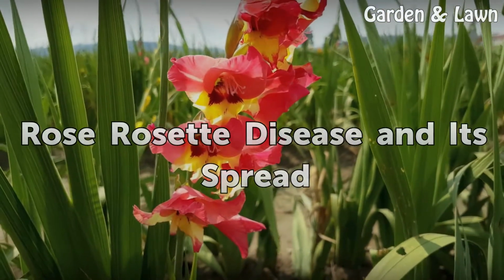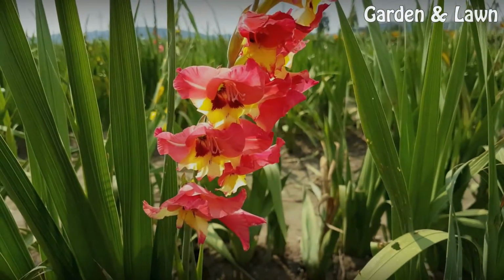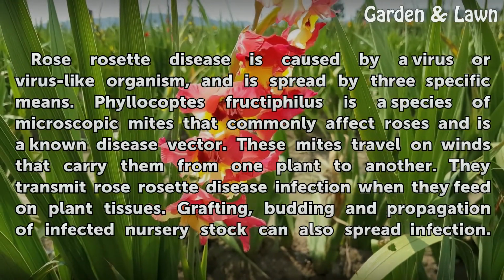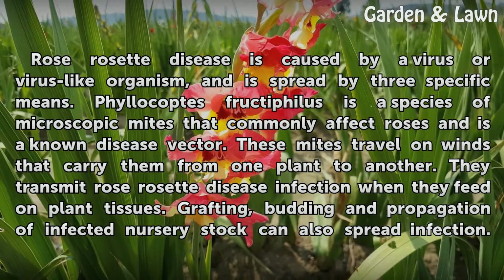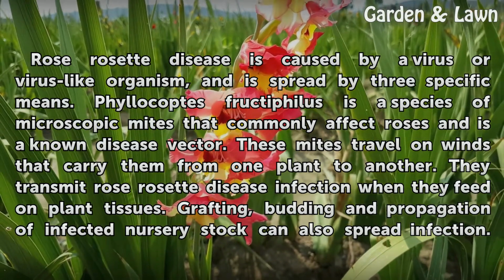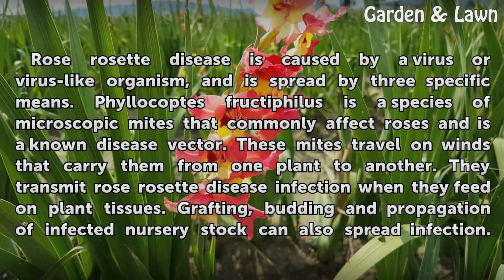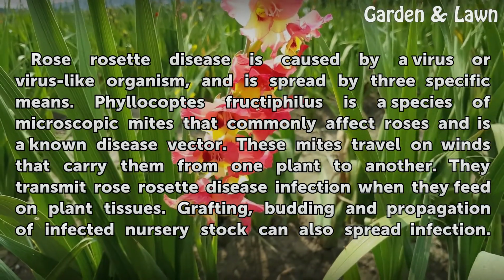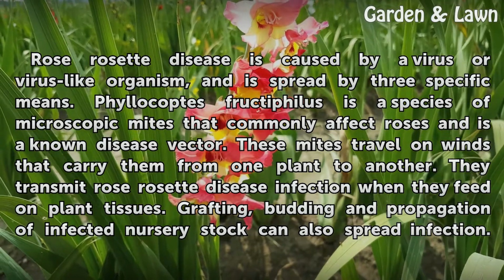Rose Rosette disease and its spread. Rose Rosette disease is caused by a virus or virus-like organism, and is spread by three specific means. Phyllocoptes fructiphilus is a species of microscopic mites that commonly affect roses and is a known disease vector. These mites travel on winds that carry them from one plant to another.